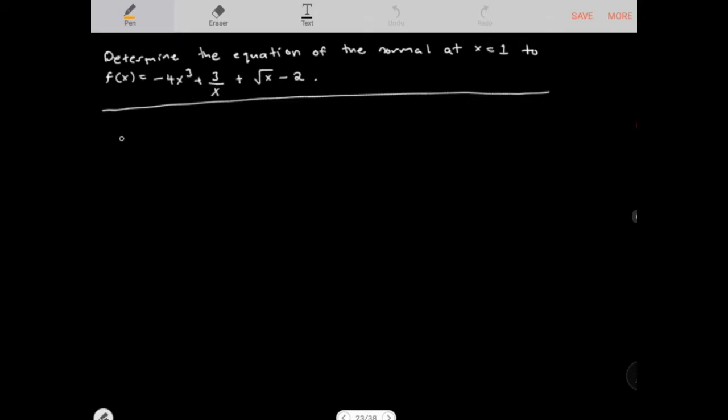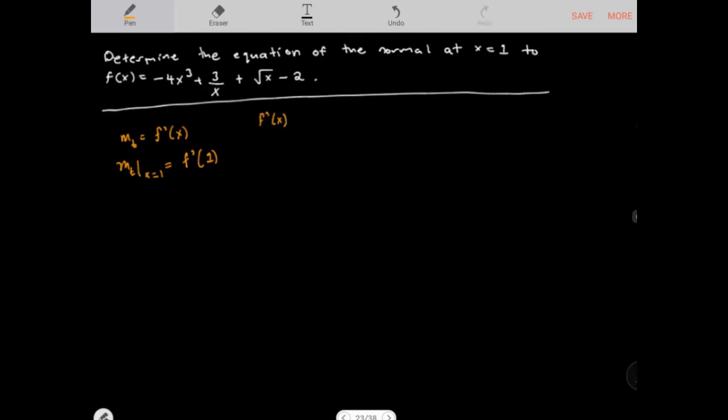The slope of the tangent is going to be the derivative function at a certain point, right? So we're going to find the slope of the tangent at x is equal to 1. That equivalent expression is basically f prime of 1. So let's find our derivative function.